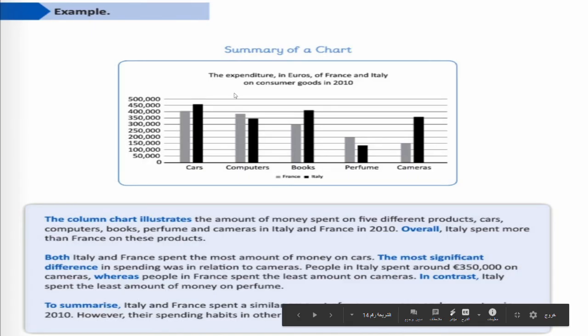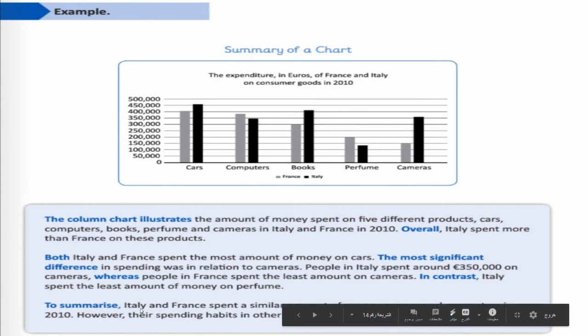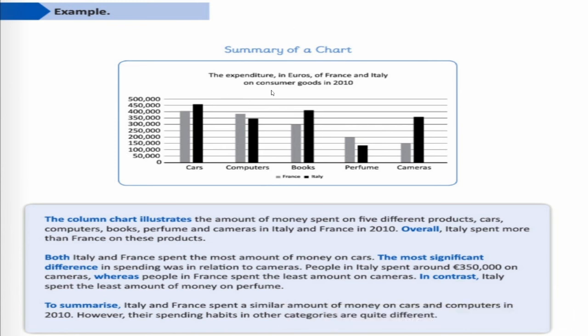Finally, this is an example. You can find here some details concerning this summary of a chart. Here we have the title of this chart. This chart shows the expenditure in euros of France and Italy on consumer goods in 2010. Here we have the numbers. We have cars, computers, books, perfume, and cameras. France in gray, Italy in black.